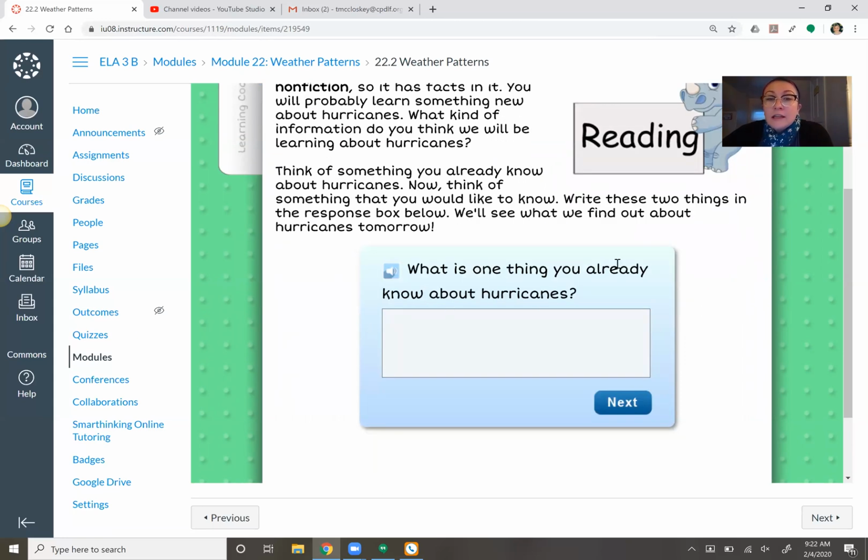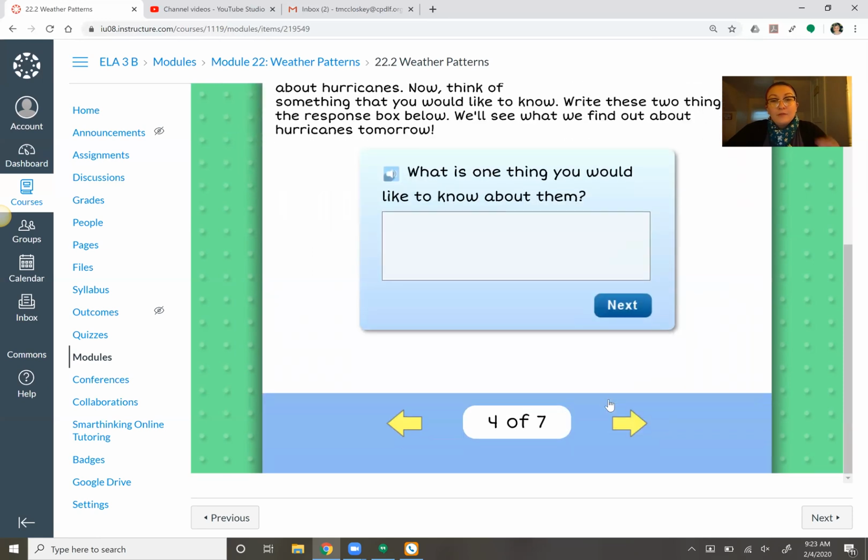And please do not type in this box because I'm collecting this for your weekly work. So please write it on a Google Doc or a piece of paper. What is one thing you already know about hurricanes? Click next. And what is one thing you would like to know about them? So you have to write those two things down for me.